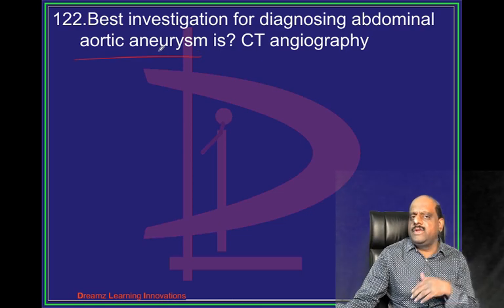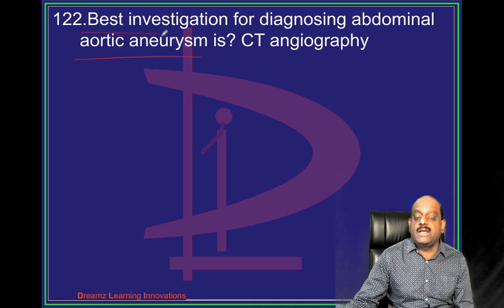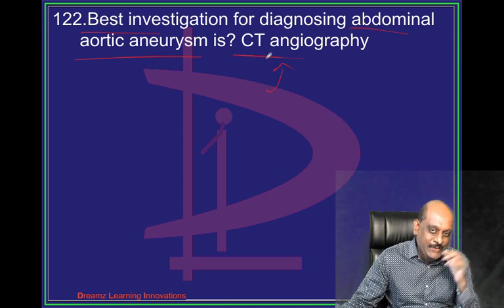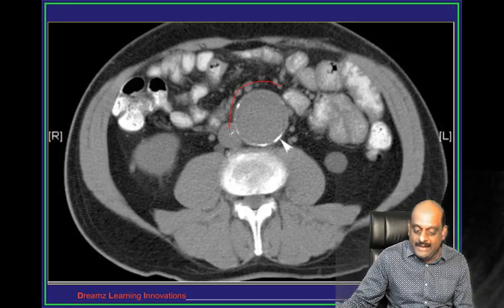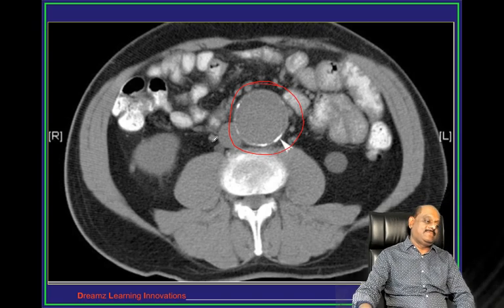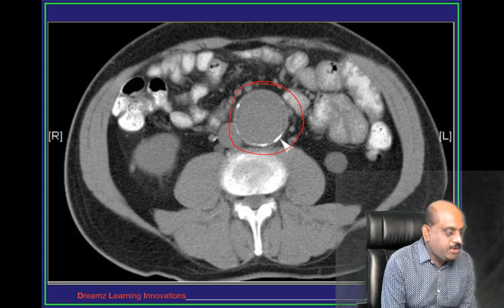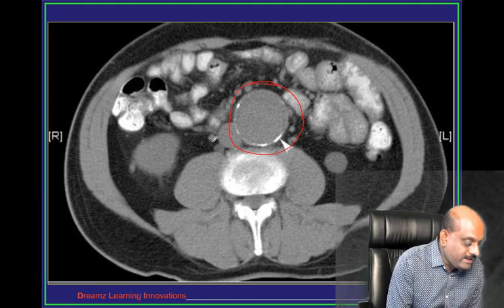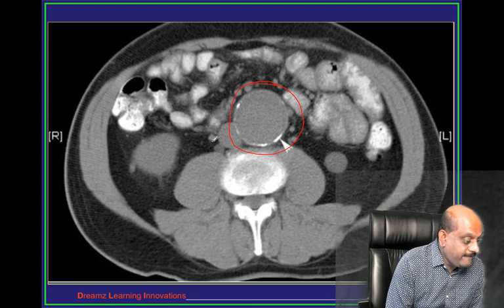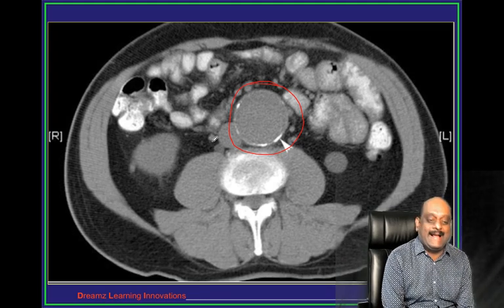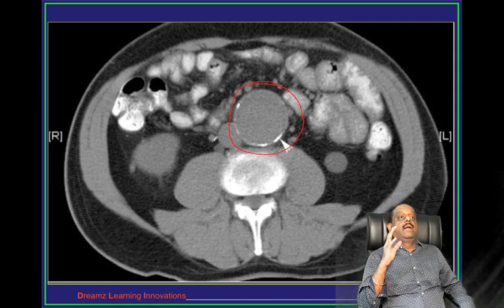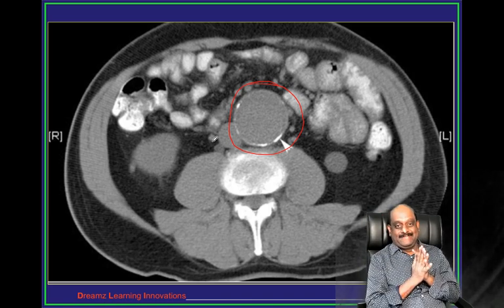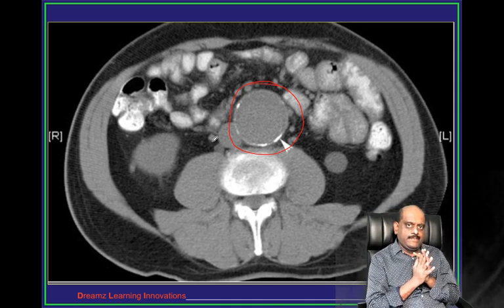If there is an aortic aneurysm, what is the best investigation to diagnose an abdominal aortic aneurysm? Do an angiogram, take a CT. CT angiography is the investigation of choice. This is the aortic aneurysm. But one thing you should know, doctor, one thing you need to know. Divyan is rightly saying tennis ball appearance. Now, doctor, in elderly people, what is the common cause for the abdominal aortic aneurysm? Atherosclerosis.